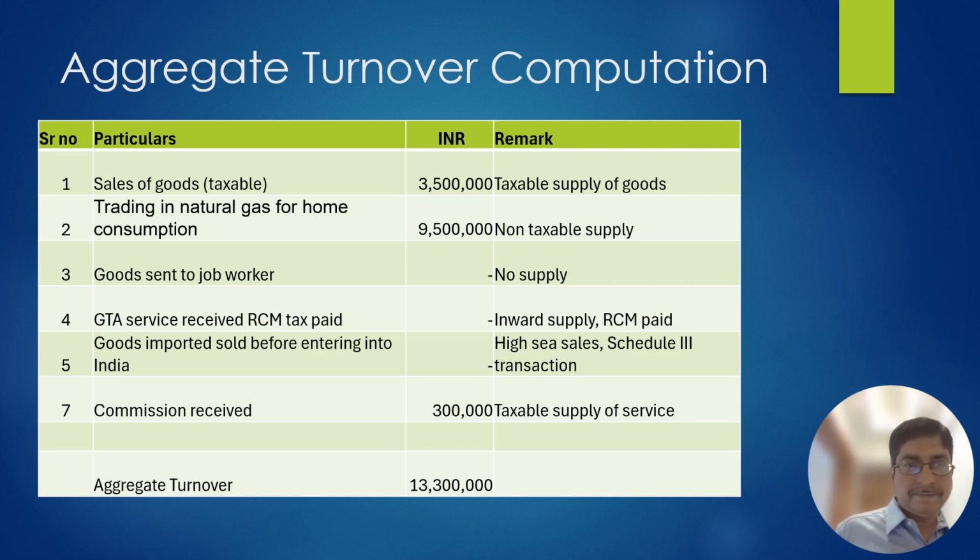Remember this. Then commission received, 3 lakh. Taxable supply of services to be included in aggregate turnover. So what is the aggregate turnover in this case? 1 crore 33 lakh. Okay.